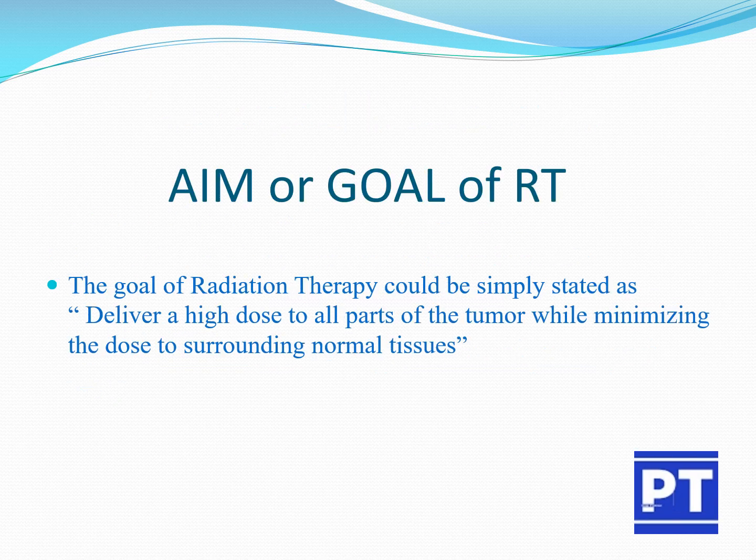So the aim or goal of radiation therapy. The goal of radiation therapy can be simply defined as: deliver a high dose to all parts of the tumor while minimizing the dose to the surrounding normal tissues.